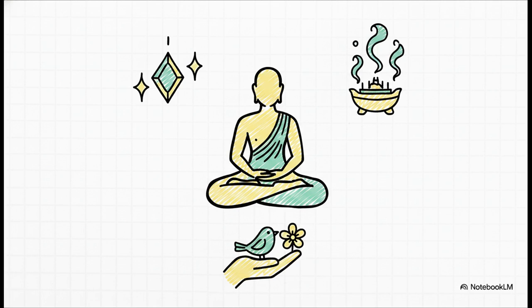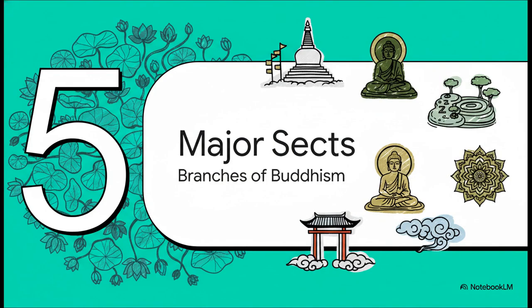Crucially, Buddhists observe the 5 precepts, which are basically practical guidelines for ethical conduct. The absolute foremost of these is the commitment to nonviolence. We're talking strictly avoiding the killing or harming of any sentient beings. Finally, Section 5, Major Sects of Buddhism.